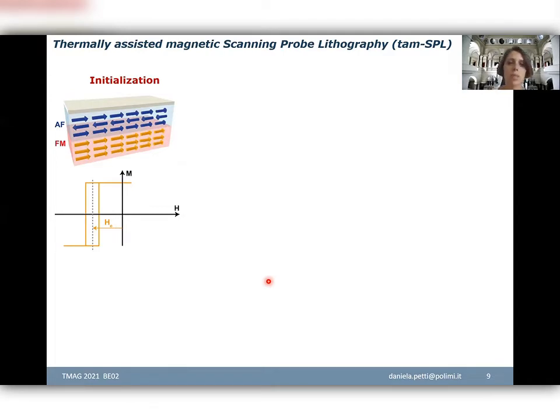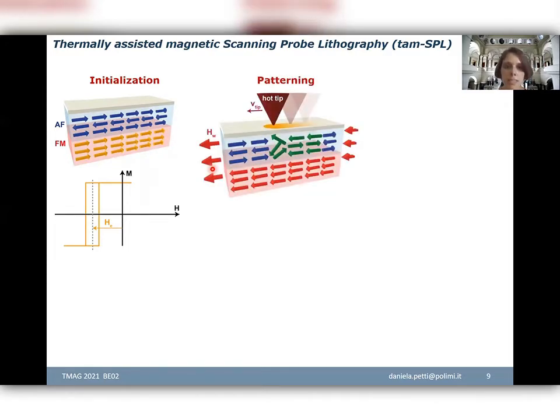So here we start with the system initialized in one direction. The yellow spins of the ferromagnet are all pointing, for instance, to the right. Then in the center, we apply an external magnetic field in another direction. At the same time, we scan the heatable tip on the surface. So only in the region where the tip passes does heating of the sample occur, and when the tip moves away from that region, a field cooling is performed.